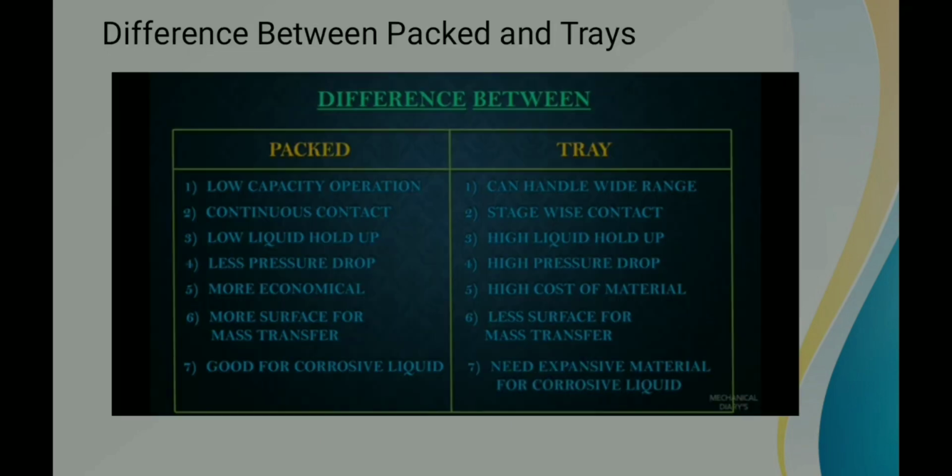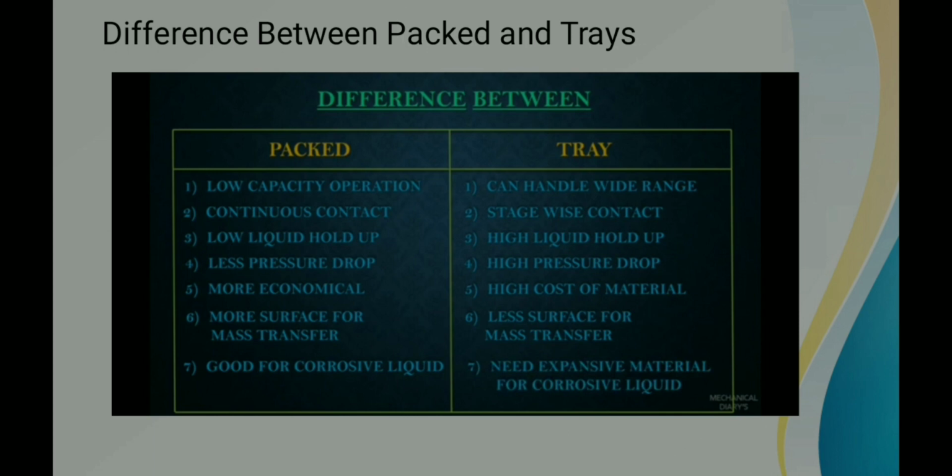So let us see the difference between packed and tray columns. Packed columns have low capacity operation, whereas a tray column can handle a wide range of applications. A packed column has continuous contact, but a tray has a stage by stage layer of contact, as we saw in a previous video. A packed column has a low liquid holdup, whereas a tray column has a high liquid holdup.